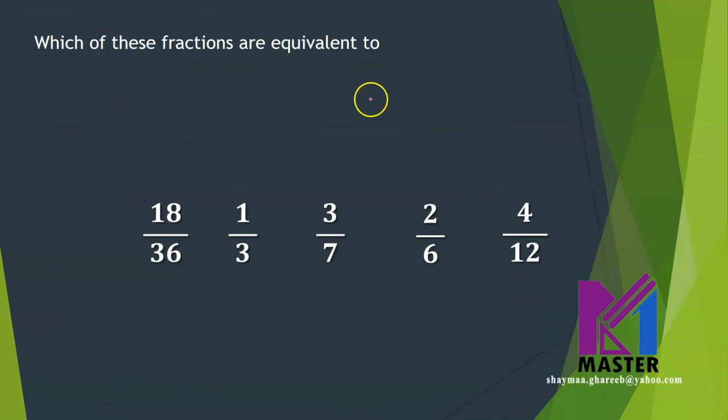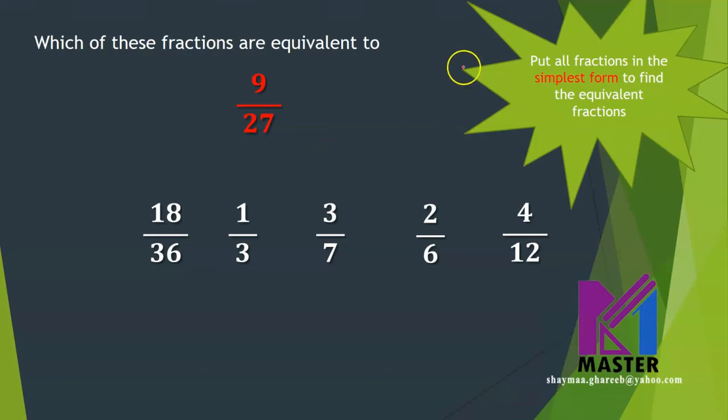Now look at this question. Which of these fractions are equivalent to 9 over 27? I have many fractions and I have to identify which of them is equal to the 9 over 27. In this case, what is the best way to find out the equivalent fractions? We have to put all fractions in the simplest form. Do you remember the simplest form?